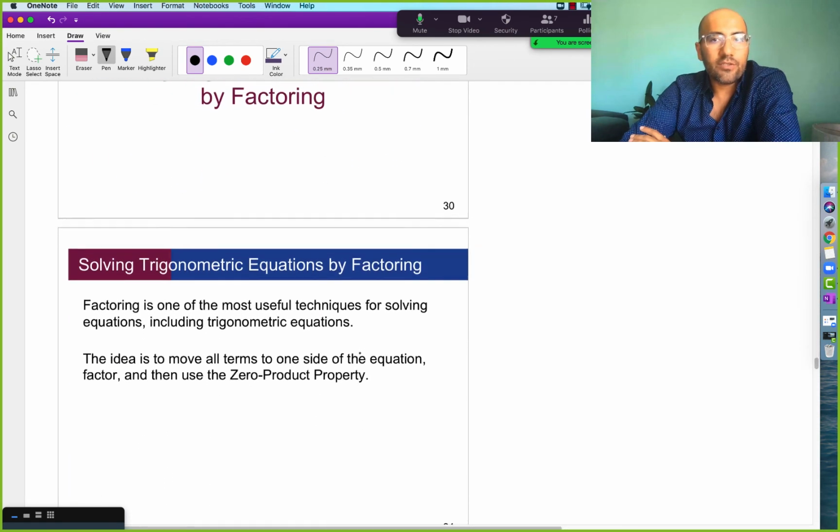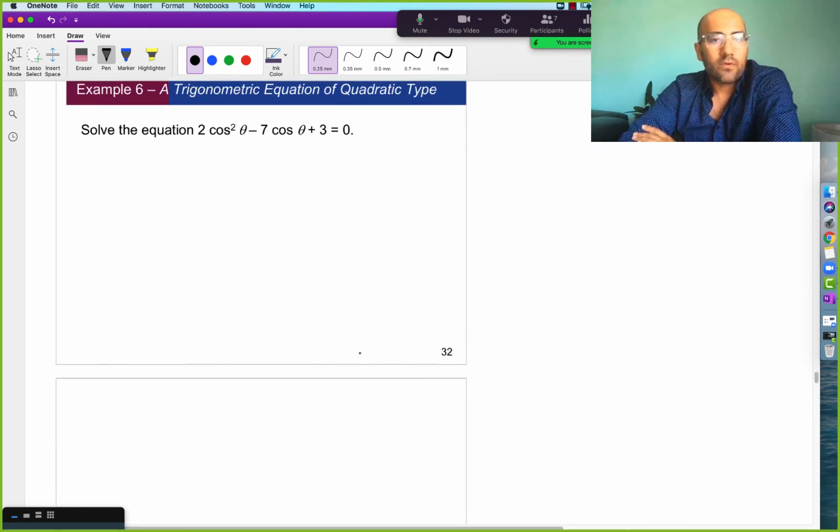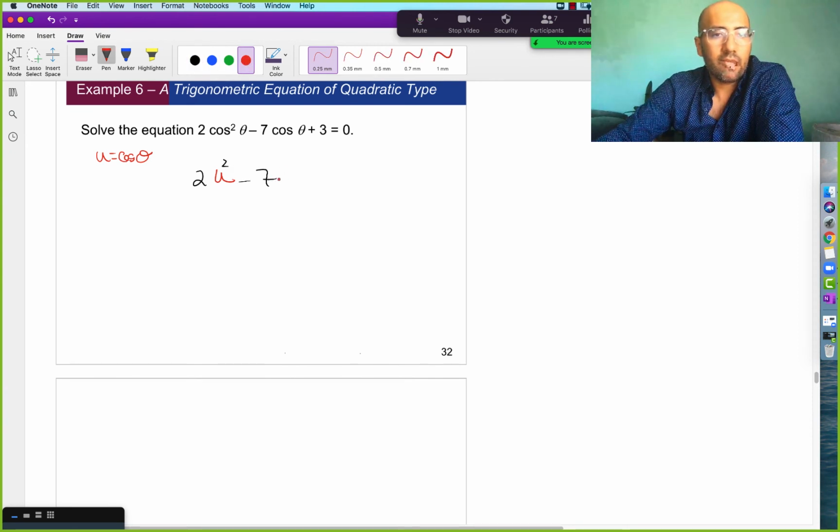Okay, trig equations involving factoring. So how about if we wanted to solve this one now? We have 2 cosine squared theta minus 7 cosine theta plus 3 equals 0. So finally, they're getting a little more interesting. So consider a substitution. Let u equal cosine of theta. So if we did a substitution, this would be 2u squared minus 7u plus 3 equals 0. Good. So now this is something we can factor.